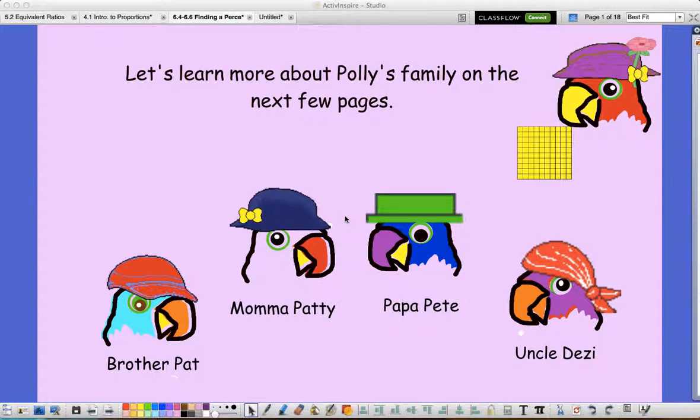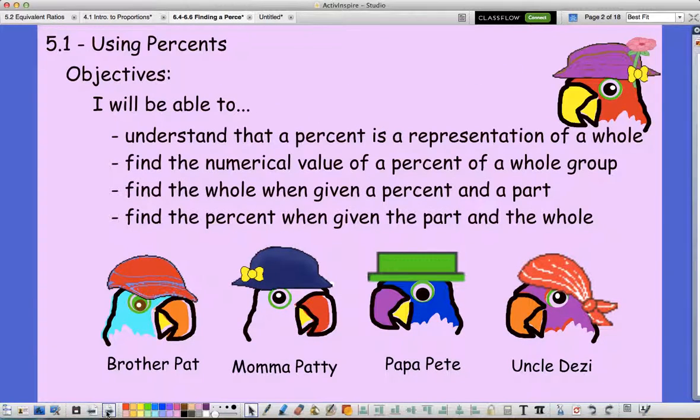Welcome to this lesson on percents. Today we're going to use this silly parrot family to give us a topic when we talk about percents. And we're going to learn a little bit about this family as we go. Really, the birds have nothing to do with it. They're just something silly to look at and work with.